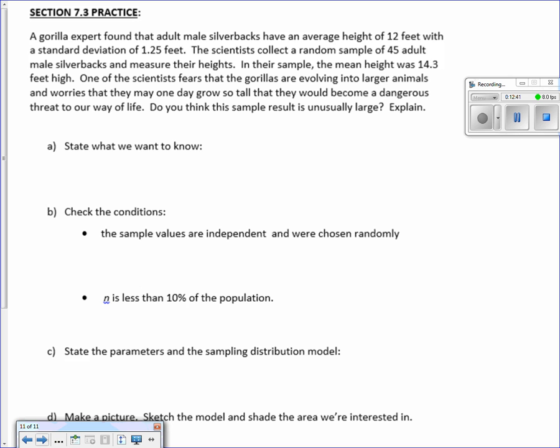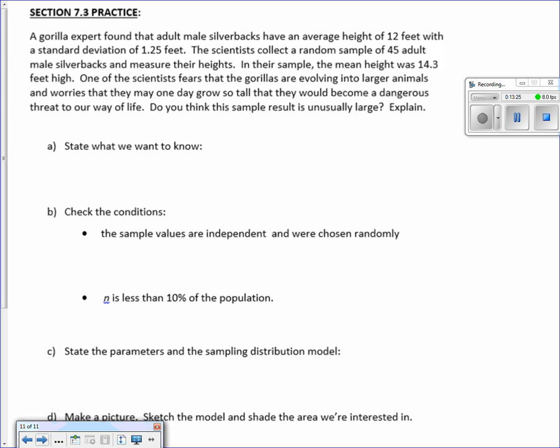A gorilla expert found that adult male silverbacks have an average height of 12 feet with a standard deviation of 1.25 feet. The scientists collect a random sample of 45 adult male silverbacks and measure their heights. In their sample, the mean height was 14.3 feet high. One of the scientists fears that the gorillas are evolving into larger animals and worries that they may one day grow so tall that they would become a dangerous threat to our way of life. Do you think the sample result is unusually large? Explain. Now, of course, this is a little made up, so gorillas probably aren't going to take over the world, but let's just play along for right now.